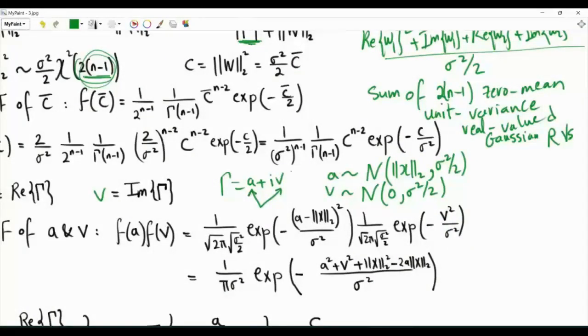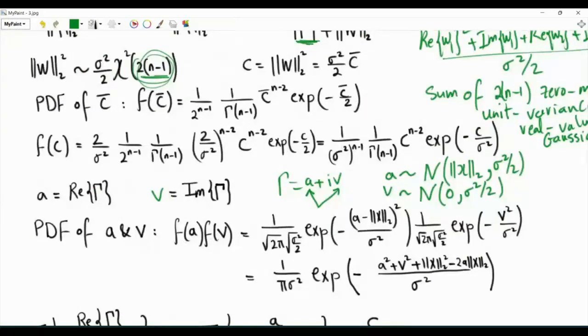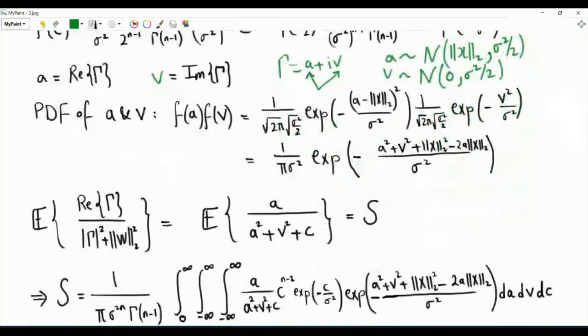We now have expressions for the distributions. We know the distribution of C, we know the distribution of A and the distribution of V. Now we want to evaluate this expectation here. This is the expectation of A divided by A squared plus V squared plus C. This A is the real part of gamma, A squared plus V squared is the magnitude of gamma squared, and C is the L2 norm squared of W.